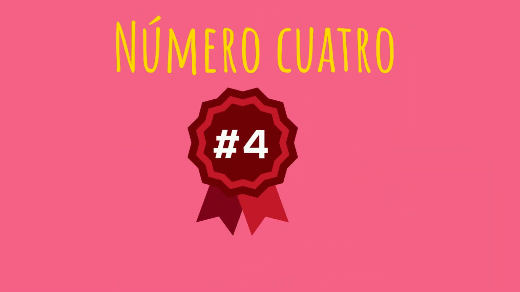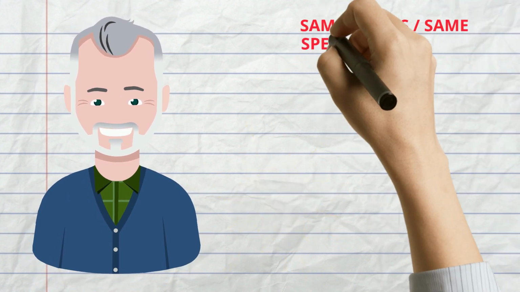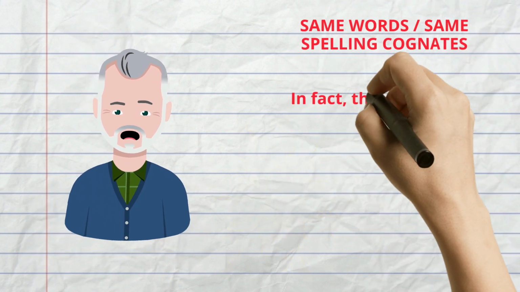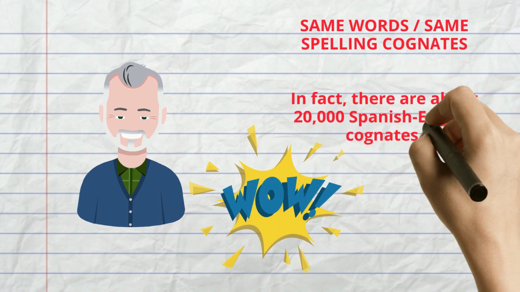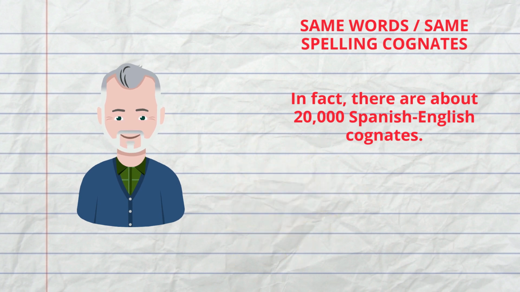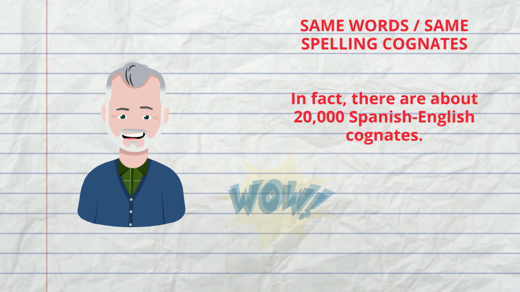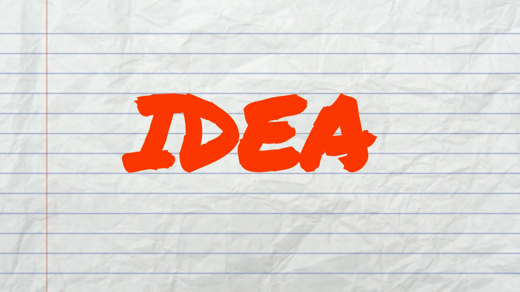Número 4. Number 4. How similar are Spanish and English? Número 4 will show us how close they are. Same words, same spelling, cognates in Spanish and English. In fact, did you know that there are over 20,000 Spanish and English words that are closely related? I'm not talking about 1, 5, or 10. I am talking about 20,000 words. You want to see some examples?